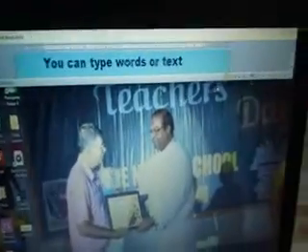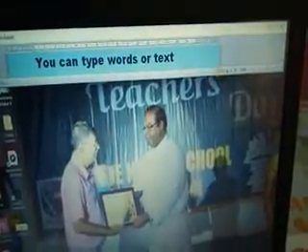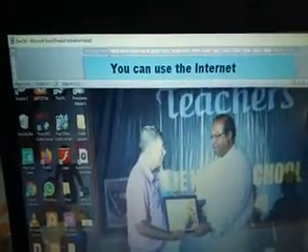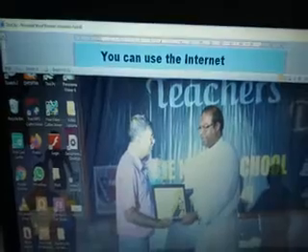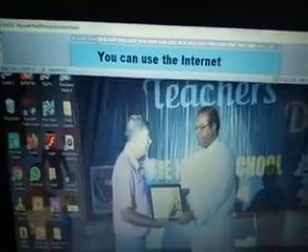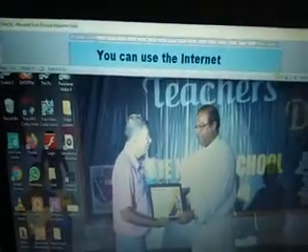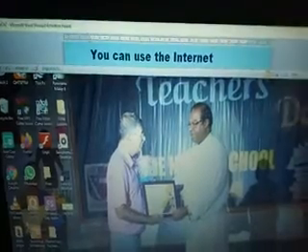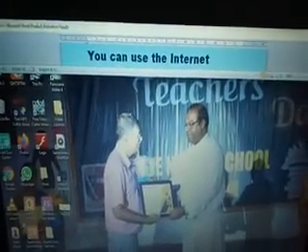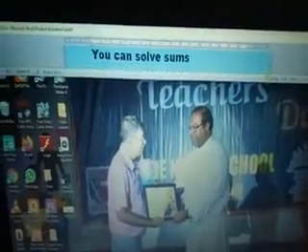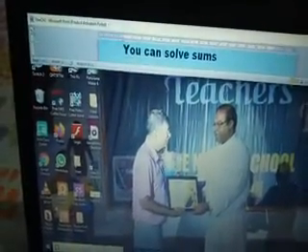The next thing is you can use the internet. That is something we all know about. Facebook, WhatsApp, YouTube, Twitter, Skype. These are all the many things you can do on the internet. You can solve sums. You can do addition, subtraction, multiplication, division, and even more complicated sums. Let's see how.